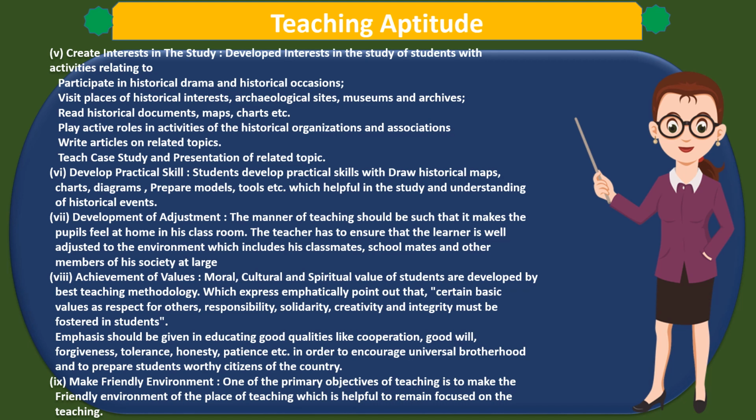Emphasis should be given to educating good qualities like cooperation, goodwill, forgiveness, tolerance, honesty, patience, etc., in order to encourage universal brotherhood and to prepare students to be worthy citizens of the country. 9. Make friendly environment. One of the primary objectives of teaching is to make the friendly environment of the place of teaching, which is helpful to remain focused on the teaching.